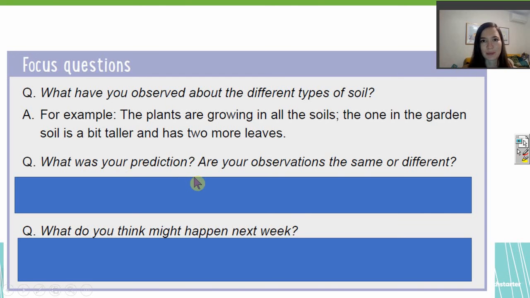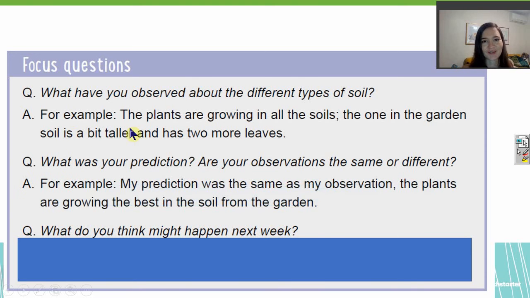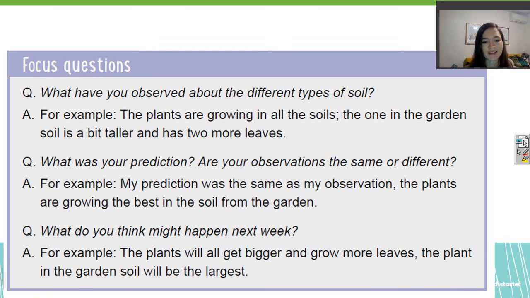So what did we predict? Did we predict that the rich soil would be the one that had the best growth? Did we do that? Yeah, we did. So far our prediction is matching what we're observing, which is great. And what do you think might happen next week? The low nutrient soil is catching up a bit, isn't it? So what do you think might happen? Have a little think. So you might think that all the plants will get bigger. Maybe we'll get a very late resurgence out of the sandy soil. That might be your prediction. So everyone's will be a little bit different.